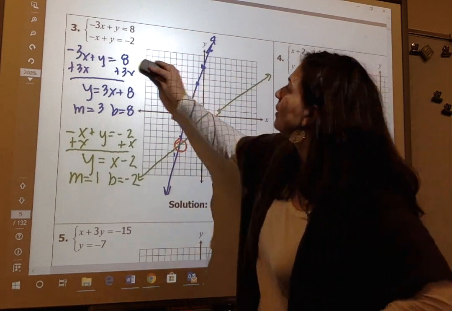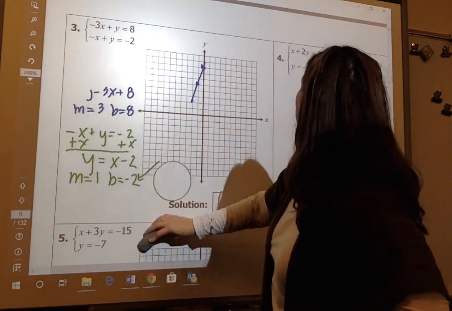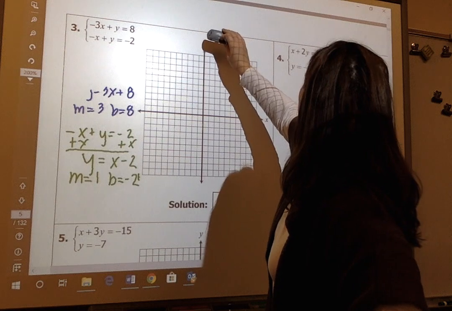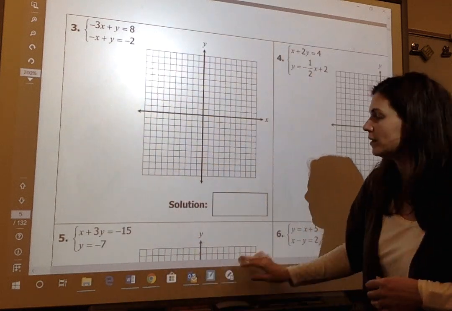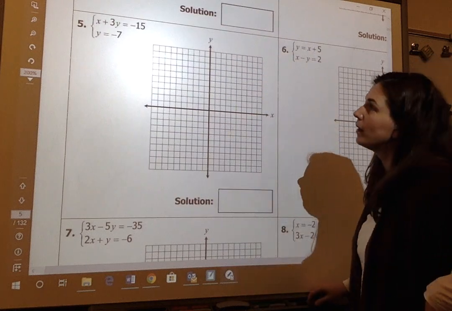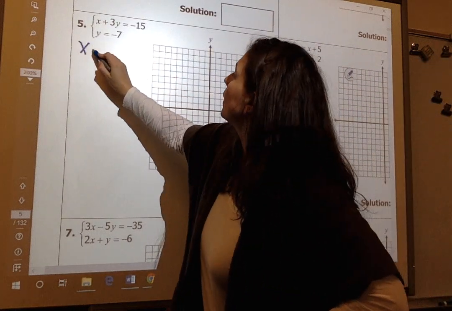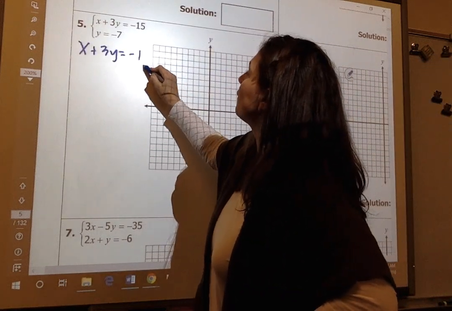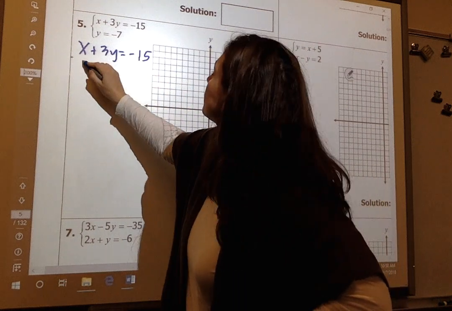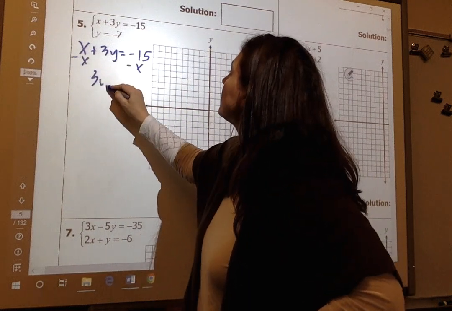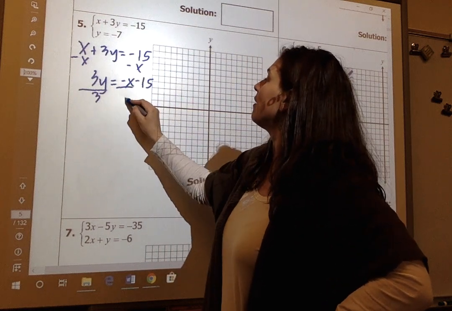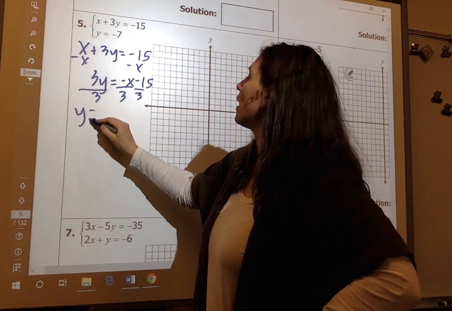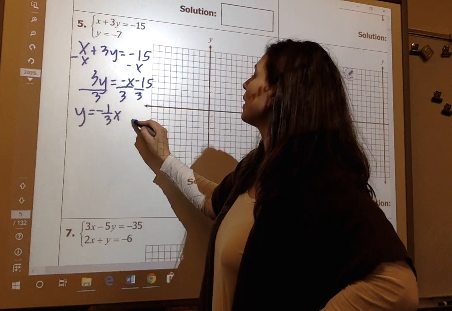Okay. All right, let's take a look at number 5. So on this first one, x plus 3y equals negative 15. I need to get it in y equals mx plus b form, so subtract x on both sides. 3y equals negative x minus 15. Divide everything by 3, and I get y equals negative 1/3 x minus 5.